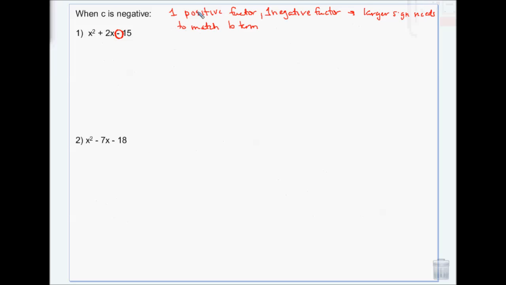So, hold on. I have one positive, one negative. I want them to add to positive 2 and multiply to negative 15. So I want one number to be positive and one number to be negative. And because the sum is positive, this needs to be the bigger number. Positive 5 and negative 3. Because when I add 5 and negative 3, I get positive 2. And when you multiply them, you get a negative, negative 15.